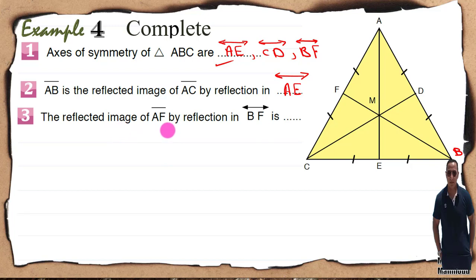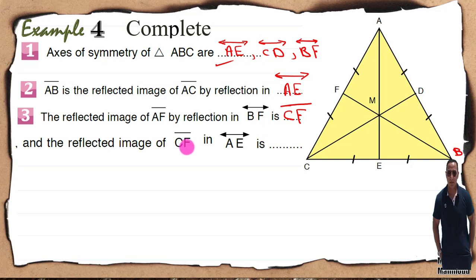The reflected image of AF in BF. BF is an axis of symmetry. This is the axis of symmetry, or the axis of reflection. The image of A is C, so I'm going to write C. The image of F, because F lies on the axis of symmetry, is itself, so it is CF. A very important remark: if you are given a line segment, its image will also be a line segment. So the image of AF is CF.